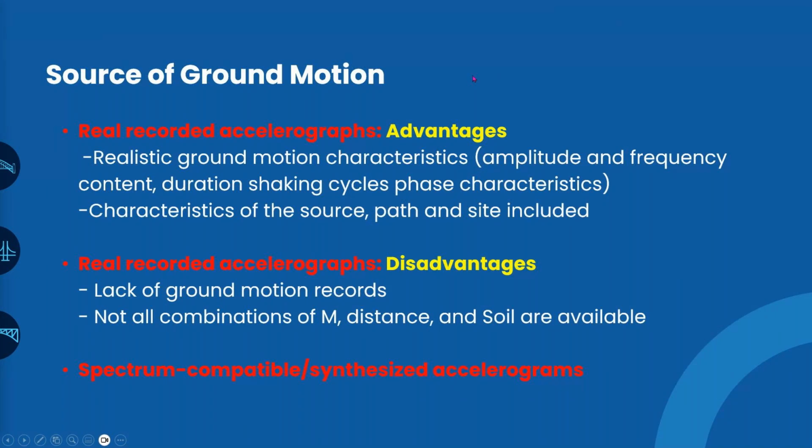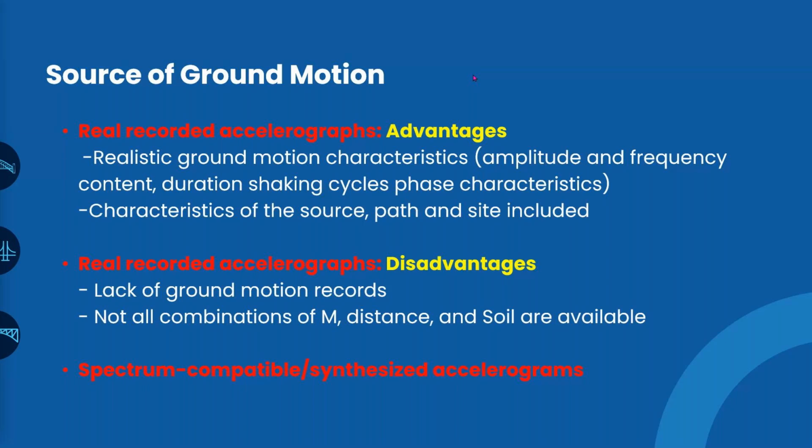So coming to the source of ground motion, there are different types of real-time records which are available for assessing the performance of the structure under the seismic event. The advantage of using the realistic ground motion record is that we are getting an actual simulation of an earthquake event, where the amplitude, frequency content, duration of the shaking, and the number of cycles of the shaking remain the same for the bridge that we are testing.